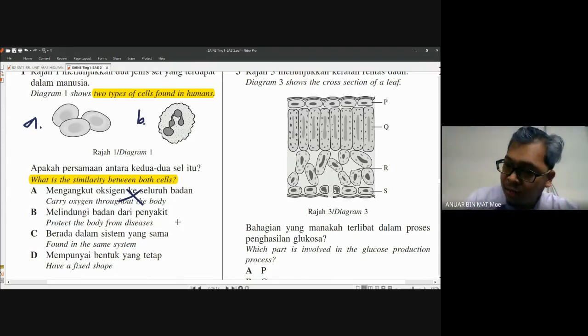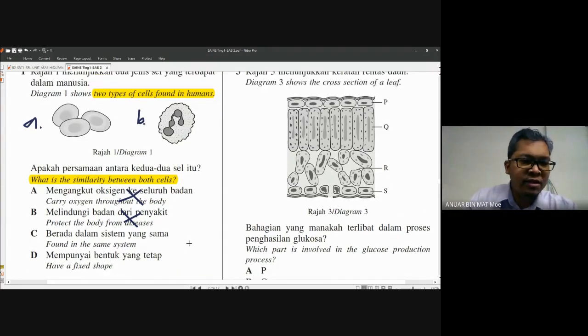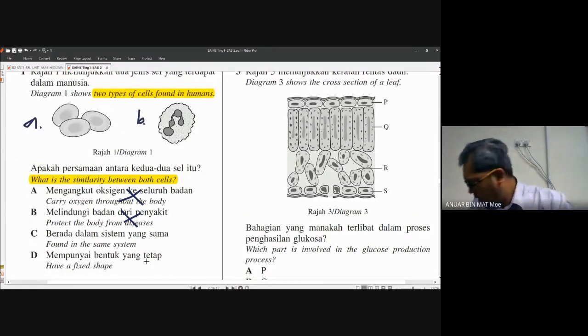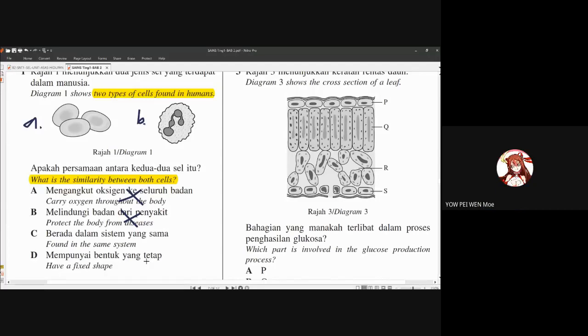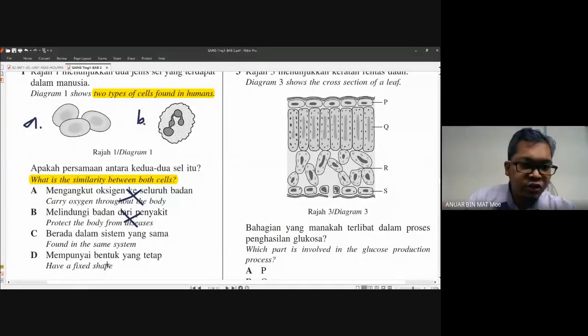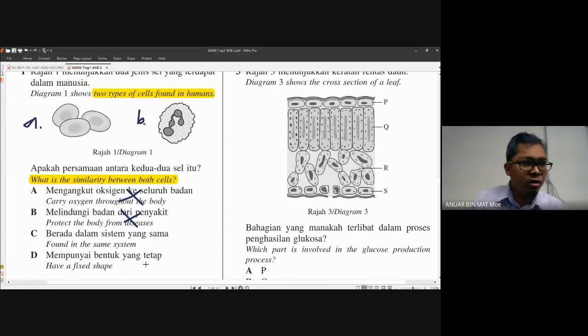Only for what cell? White blood cell. Yes, protect the body, only white blood cell. Right? How about D? Have a fixed shape. True or wrong? Fixed shape.